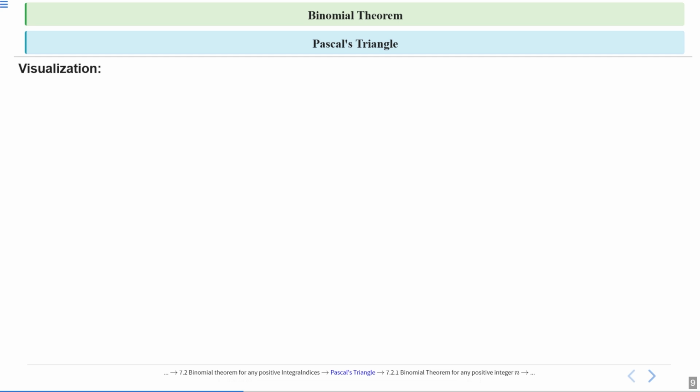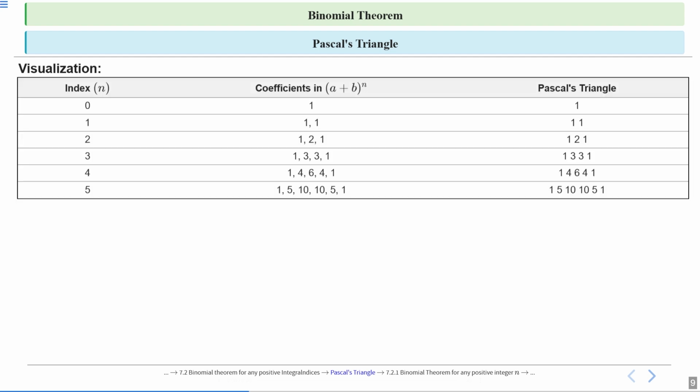Now this table shows Pascal's triangle. Okay, this triangle provides the coefficients for binomial expansion. So look at this table. In this table we have the index, that is n, the coefficients in (a plus b) to the power n, and Pascal's triangle. Okay, so try to observe this table and try to understand it. From this table you will get the coefficients for the binomial expansion of (a plus b) to the power n.